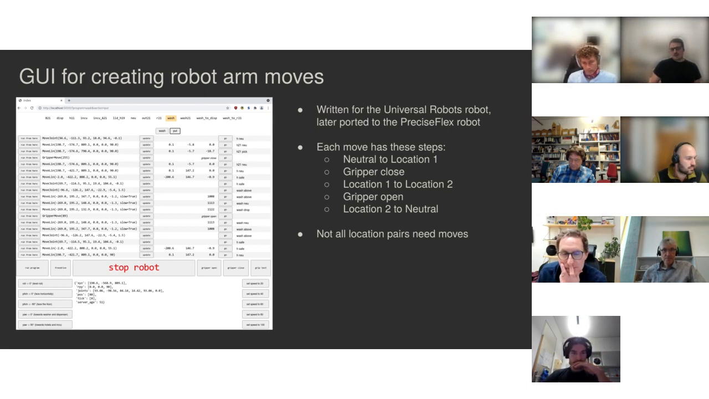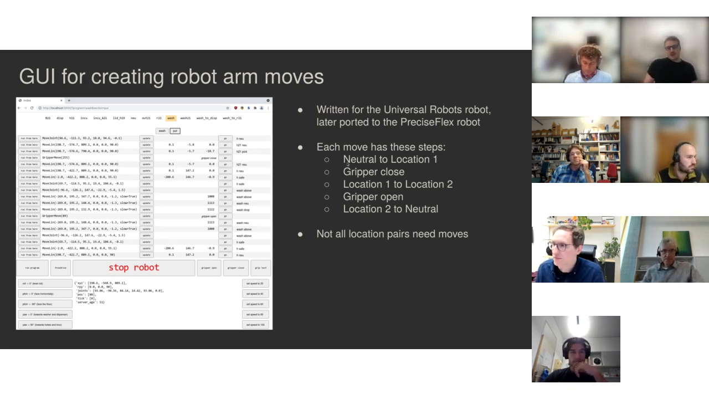And we made it so that each move has 5 steps. You go from some neutral position to the location you want to work with, where you want to pick up the plate. You close the gripper, you move it to where you want it to go, open the gripper, and then go back to neutral. And because you always go back to neutral, you can run these one after each other. It sounds like you need a lot of moves, but not all location pairs are needed in the actual protocols.